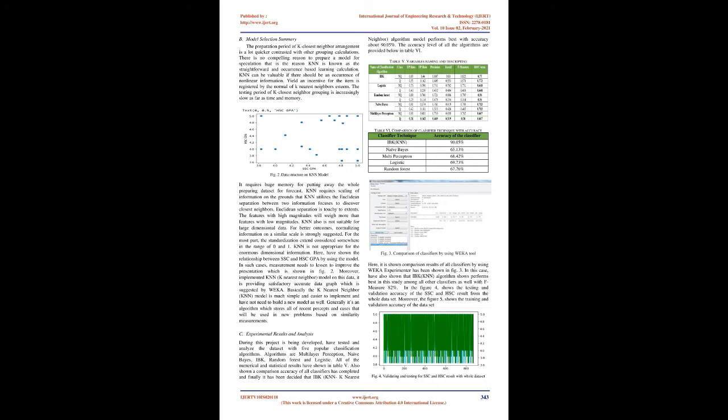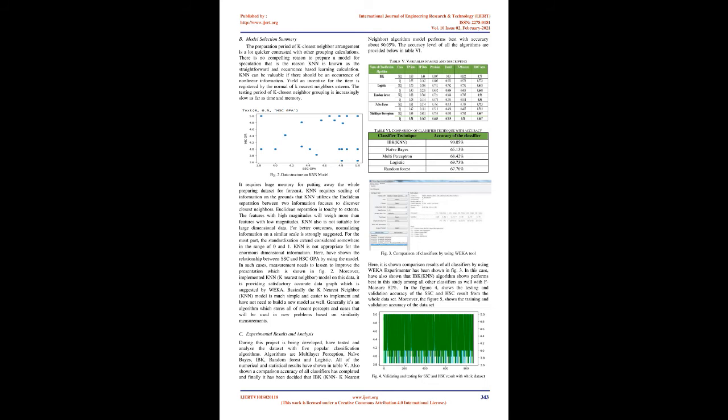For better outcomes, normalizing information on a similar scale is strongly suggested. For the most part, the standardization extent is considered somewhere in the range of 0 and 1. KNN is not appropriate for enormous dimensional information. Here, we have shown the relationship between SSC and HSC GPA by using the model. In such cases, the dimension needs to be lessened to improve the performance, which is shown in Figure 2.